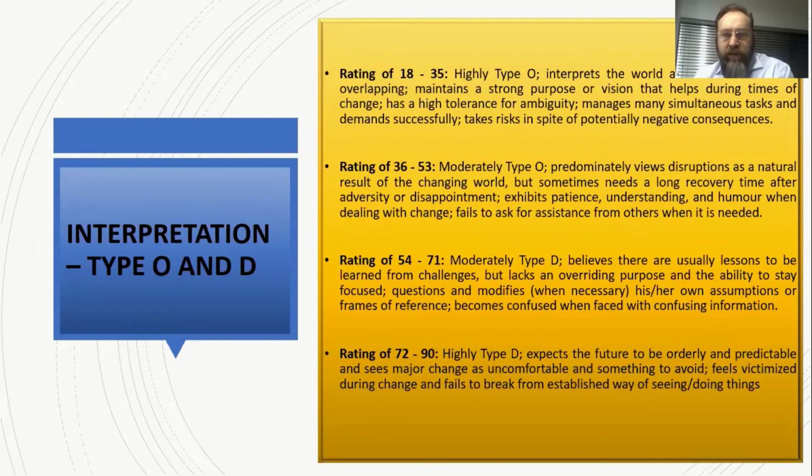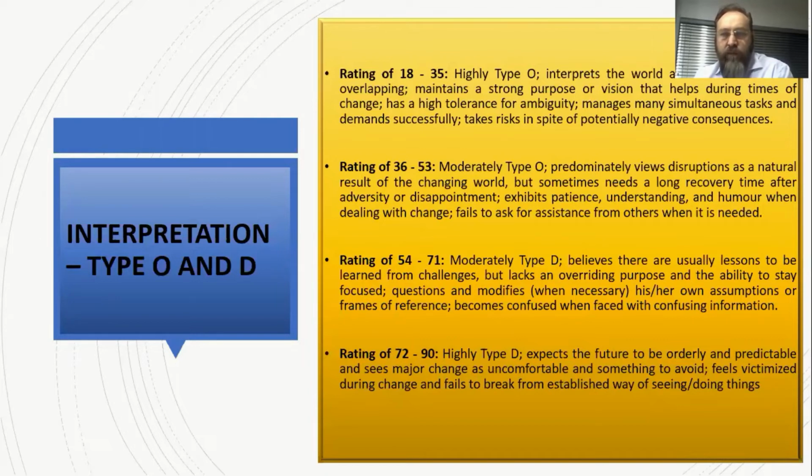So if you score in the range of 18 to 35, this would suggest that you are a high type O. And of course, this is where you are very positive. Your outlook tends to be very positive. You tend to be very optimistic towards change. You have a high tolerance towards ambiguity, and you can manage and perform tasks simultaneously. So multitasking is not a problem. And ideally, this is the type of person that you would indeed want in your team.